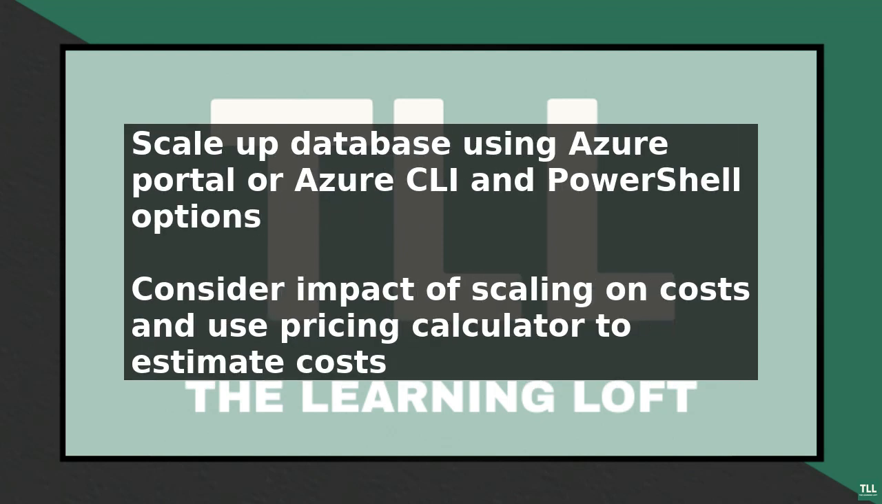Another critical aspect of optimizing Azure SQL scale-up is to consider the impact of scaling on your costs. Scaling up to a higher service tier can increase your costs, so it is essential to balance performance and cost. You can use the Azure pricing calculator to estimate the costs of different service tiers.